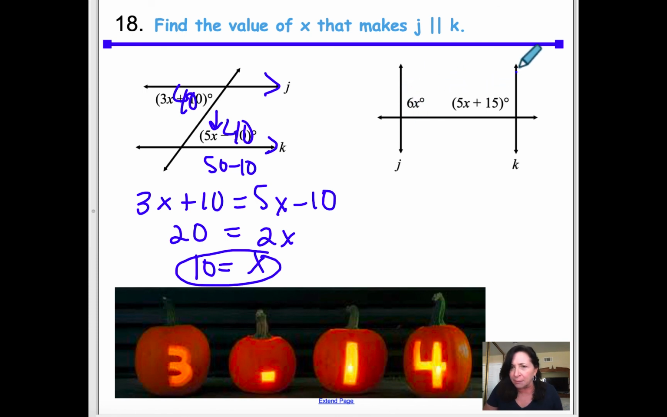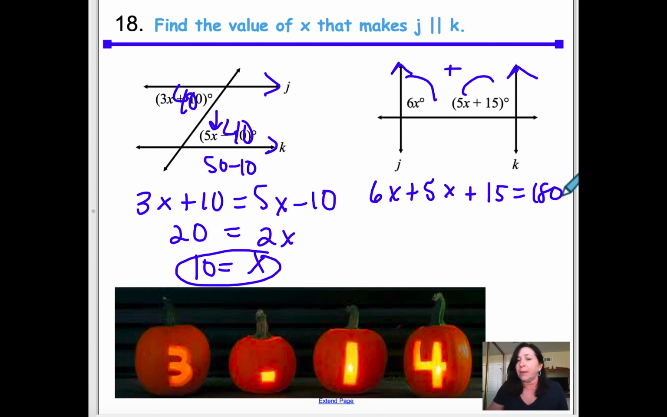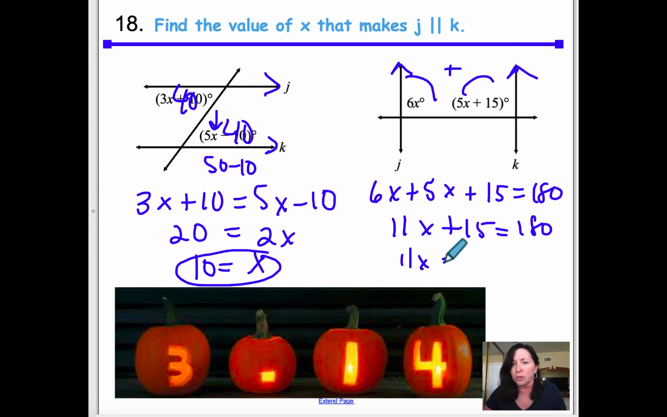Lastly, we've got parallel lines here. If these were parallel, then these two angles would add up to be supplementary, right? So that means that 6x plus 5x plus 15 would equal their sum, 180 degrees, which would make that 11x plus 15 equals 180. I'm going to subtract 15, 180 minus 15, 165, and I've got 11x is equal to 165. Divide by 11, and we get 15. So now we have x equals 15.